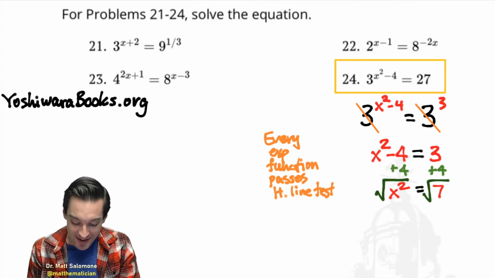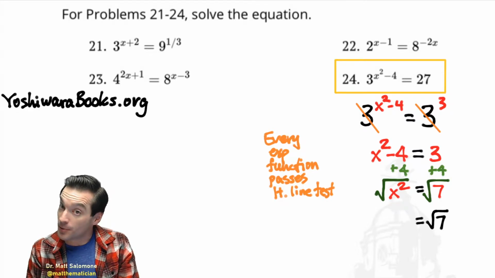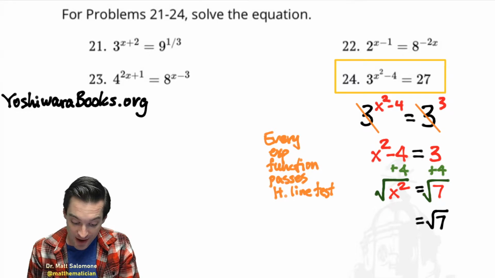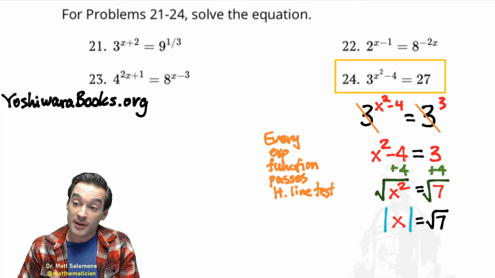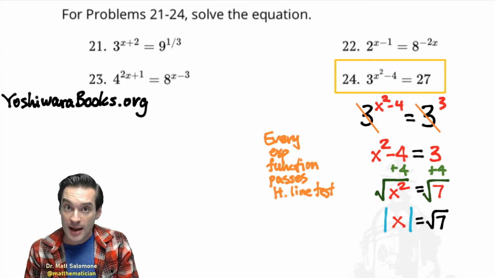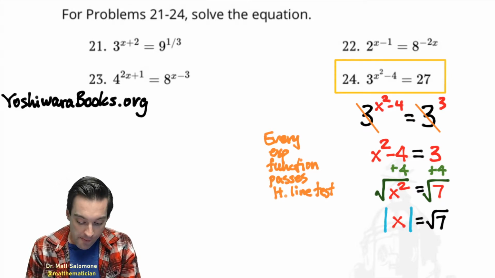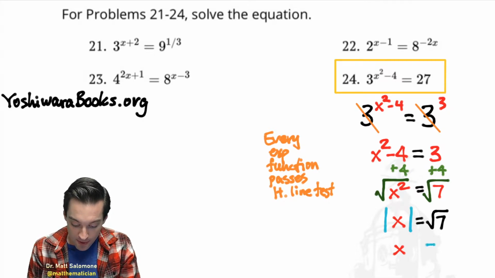So on the right-hand side of this equation, we have the square root of 7. But on the left-hand side, we have the square root of x squared, which, remember, is not equal to x, because my exponent is even. It's equal to the absolute value of x. And it's in getting rid of that absolute value in solving for x that's where we end up with this plus or minus sign on the other side of the equation. So x equals plus or minus the square root of 7.